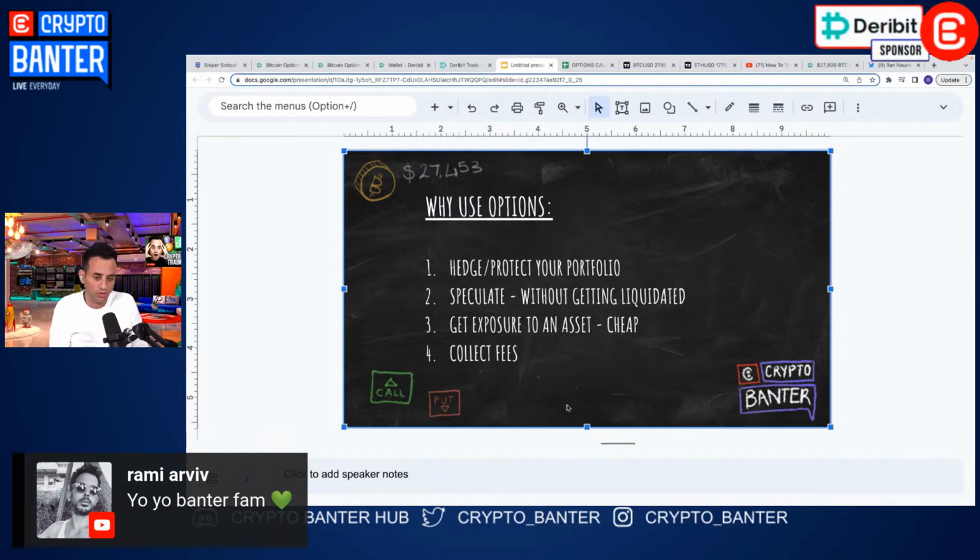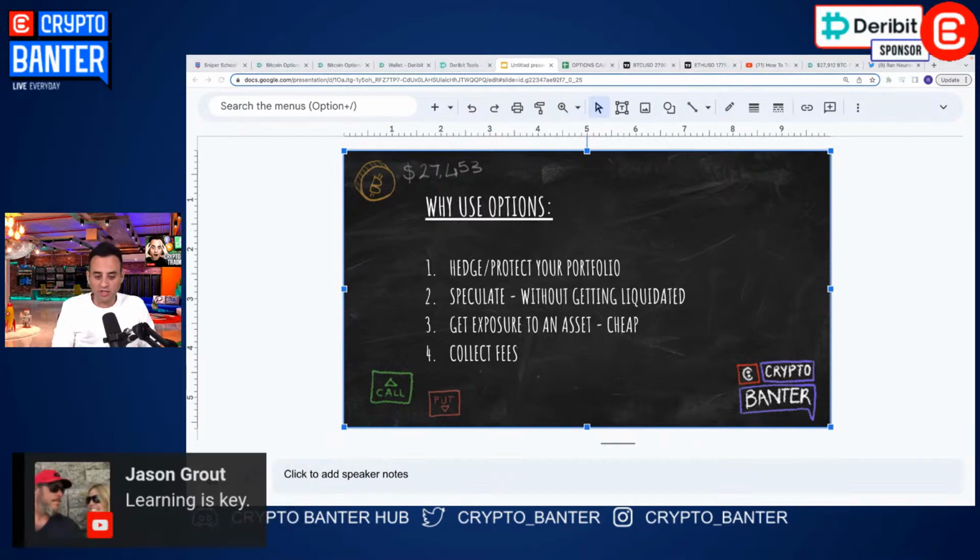So I actually want to go through each of these scenarios. I want to show you how to hedge your portfolio using options. I want to show you how to speculate or to get exposure to an asset class also using options. And then I'm also going to show you how you can maybe just land up collecting fees for doing very little with options. But it's a risky strategy, and that's one of the things we're going to talk about.